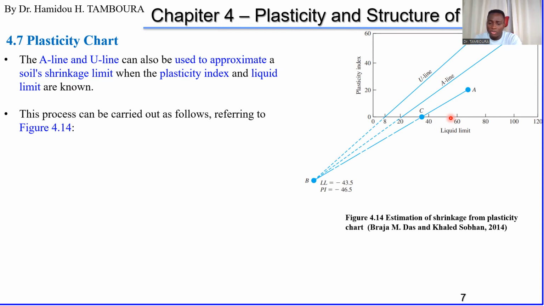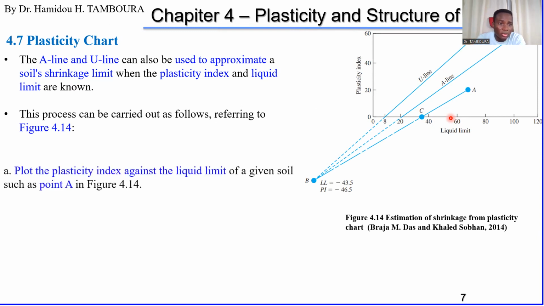We are going to explain how it works exactly. The first step is to plot the plasticity index against the liquid limit of the given soil. That will be point A. This is just one example.